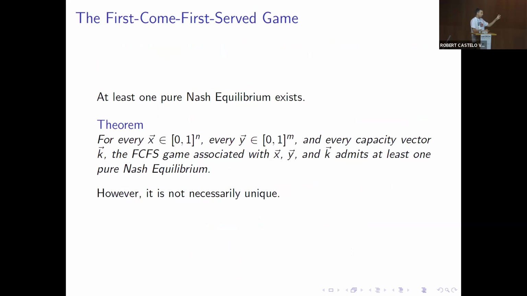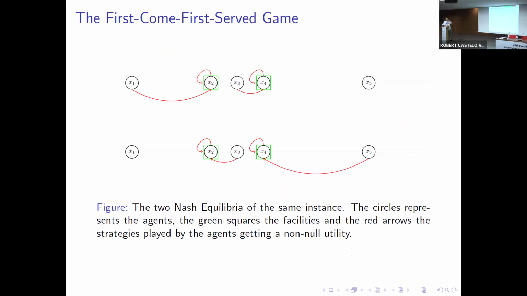So the first result, which is important, is that for every position of the facilities and for every position of the agents, the first come, first served game admits at least one pure Nash equilibrium, which is the starting point of our discussion. But this pure Nash equilibrium does not need to be unique, unfortunately. And here we can see why.